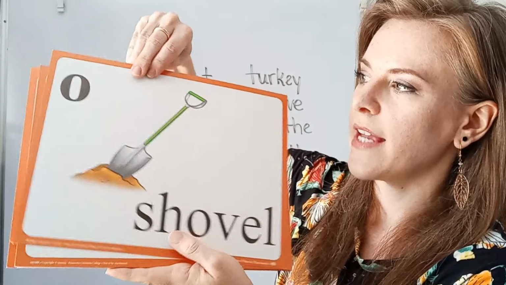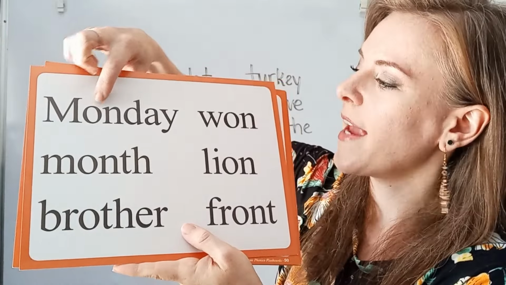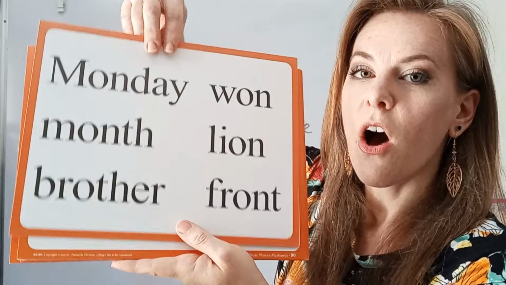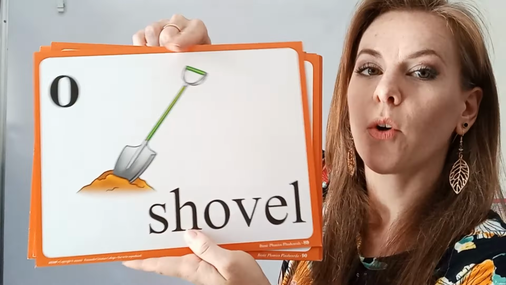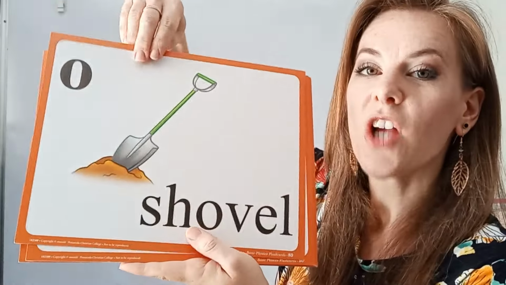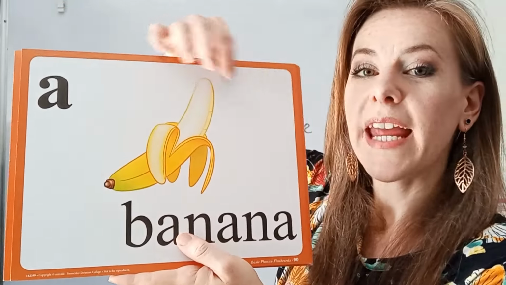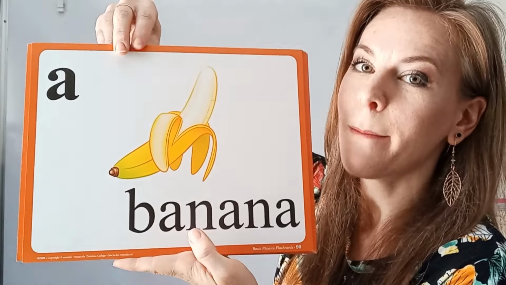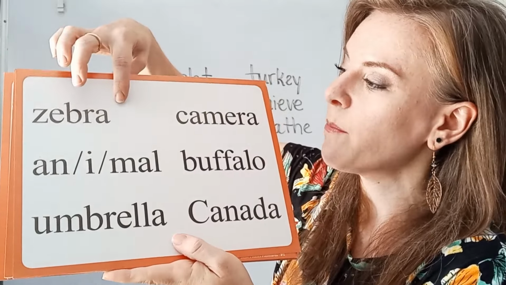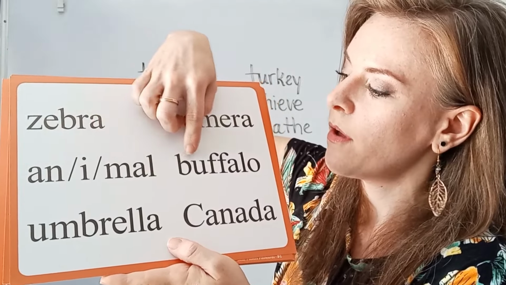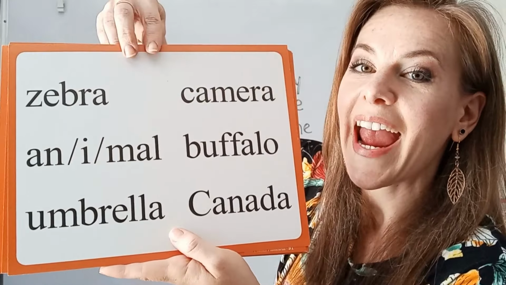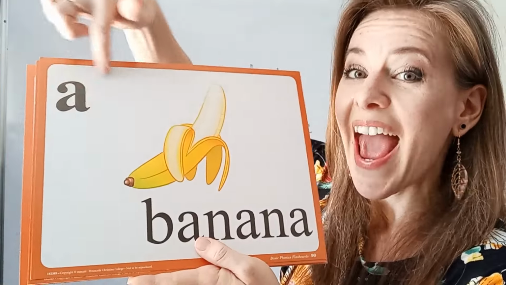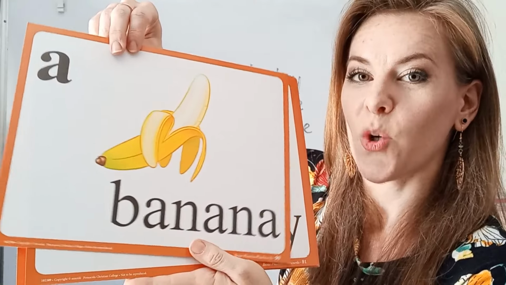O in shovel. So we have Monday, one, month, lion, brother, and front. All of these O's sound like a short U. And then the A in banana also makes a short U sound. So we have zebra, camera, animal, buffalo, umbrella, and Canada. All of these say the A in banana. It's an A, but it actually says a short U.